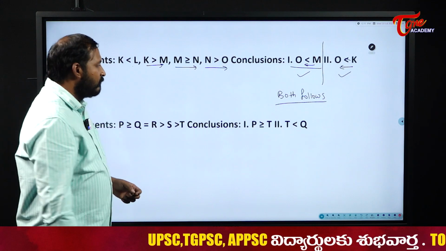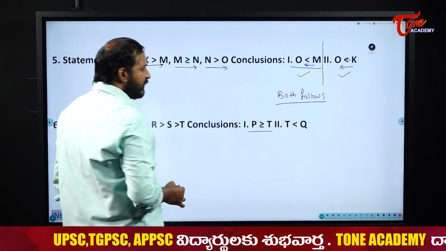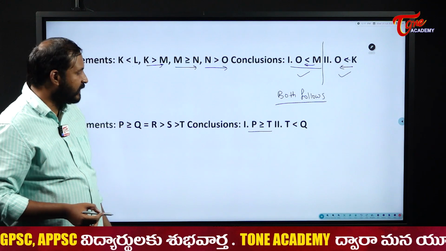Now see the next one. What is it telling? First, P is greater than or equal to T.